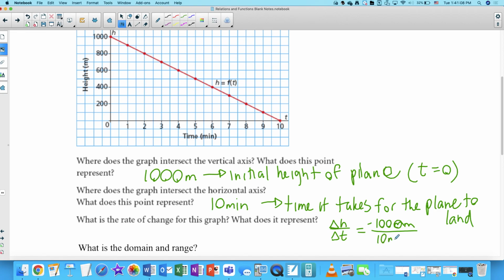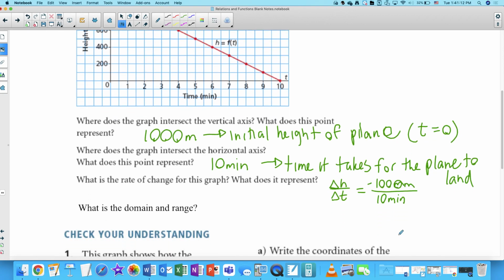When you're describing this in words, you probably wouldn't say the rate of change is negative 100 meters per minute. You would probably use the word descent. It's descending at a rate of 100 meters per minute. And the word descending implies that that rate is negative because it's decreasing. Finally, let's talk about the domain and range. And then I think we'll leave it there for today.